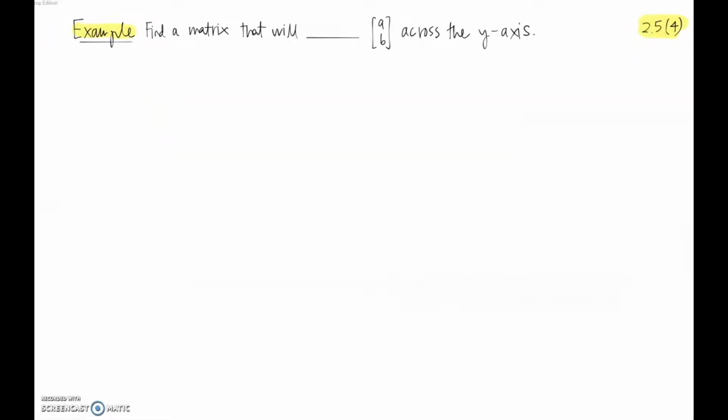For our next example, we're asked to find a matrix that will something the vector AB, just some generic vector AB, across the y-axis. Well, if we're going across the y-axis, then chances are we're doing some sort of reflection, so we're going to reflect the vector AB across the y-axis. This is going to be a transformation that takes some vector in R2 as our input and spits out another vector in R2. It's just a reflected vector, but it's still in the same vector space.